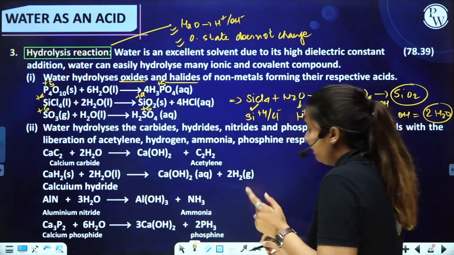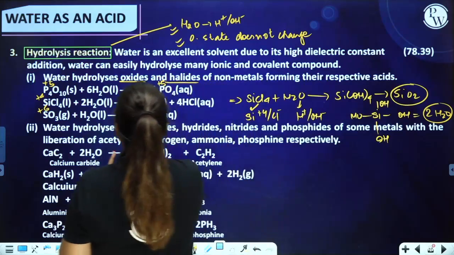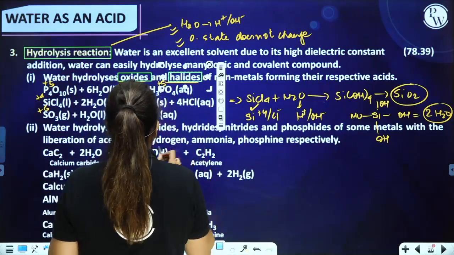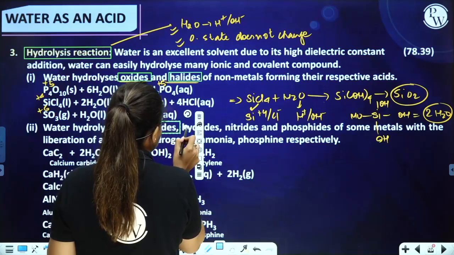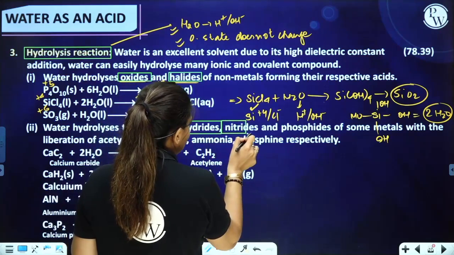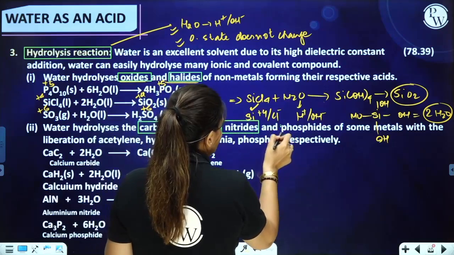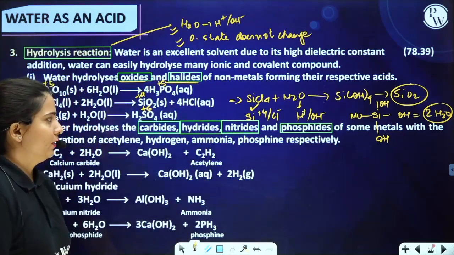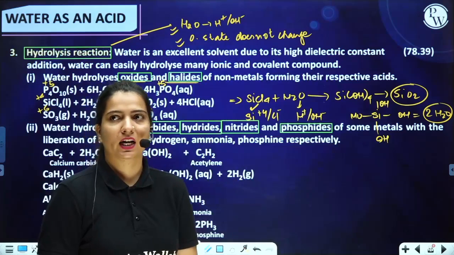Now even water hydrolyzes oxides and the halides over here. It also hydrolyzes carbides and hydrides and the nitrides and the phosphides. So even the hydrolysis of all of these compounds is also possible.